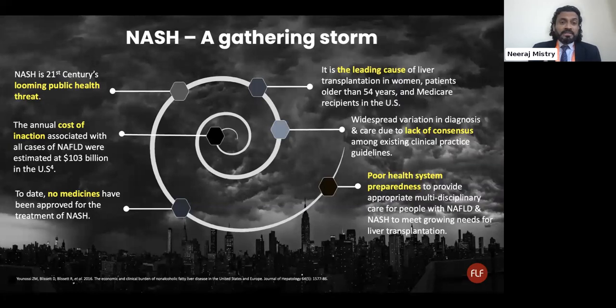So a lot of us consider NASH to be a gathering storm. And this is mainly because NASH, or NAFLD, is a very subclinical disease. That is, it doesn't have any presentation for a long, long time, and so it develops silently in the body. And mainly it's because the liver is a very resilient organ. It works very efficiently until it doesn't. And by then, it's quite late in the disease progression, and that's when people present with symptoms.